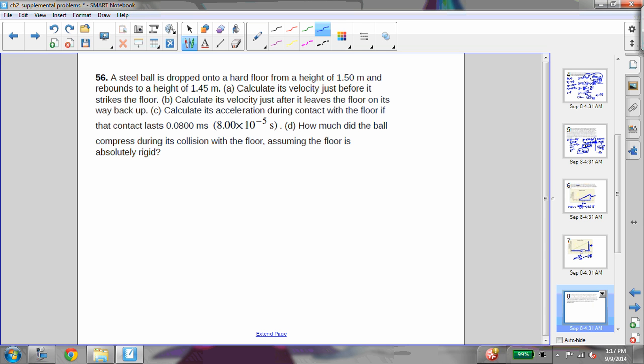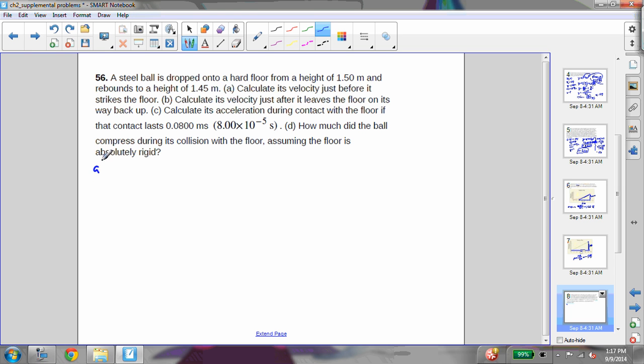A steel ball is dropped onto a hard floor from a height of 1.5 meters and rebounds to a height of 1.45 meters. Calculate its velocity just before it strikes the floor. Velocity just after it leaves the floor on the way back up, and then calculate acceleration due to contact with the floor if that contact lasts 8 milliseconds. And how much did the ball compress during its collision? Draw a little picture here.